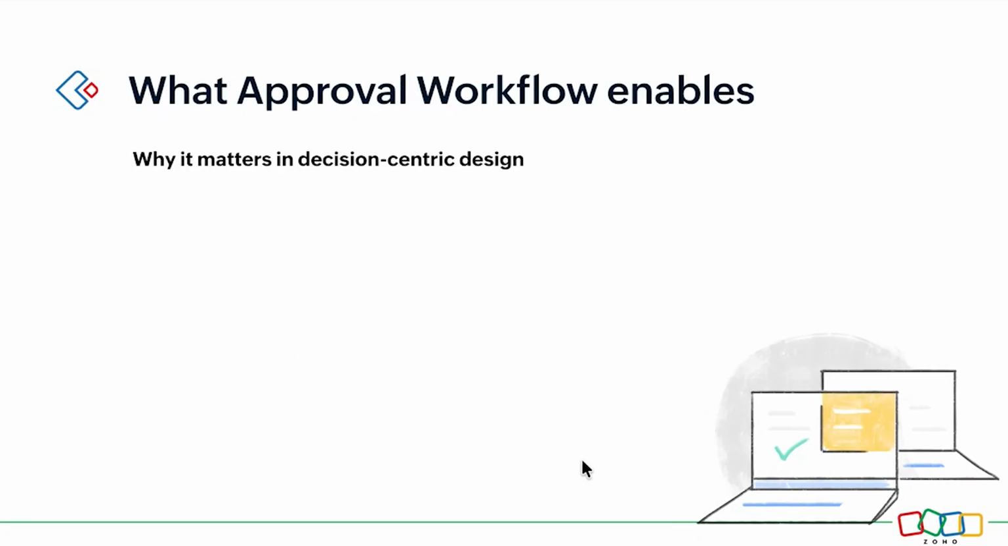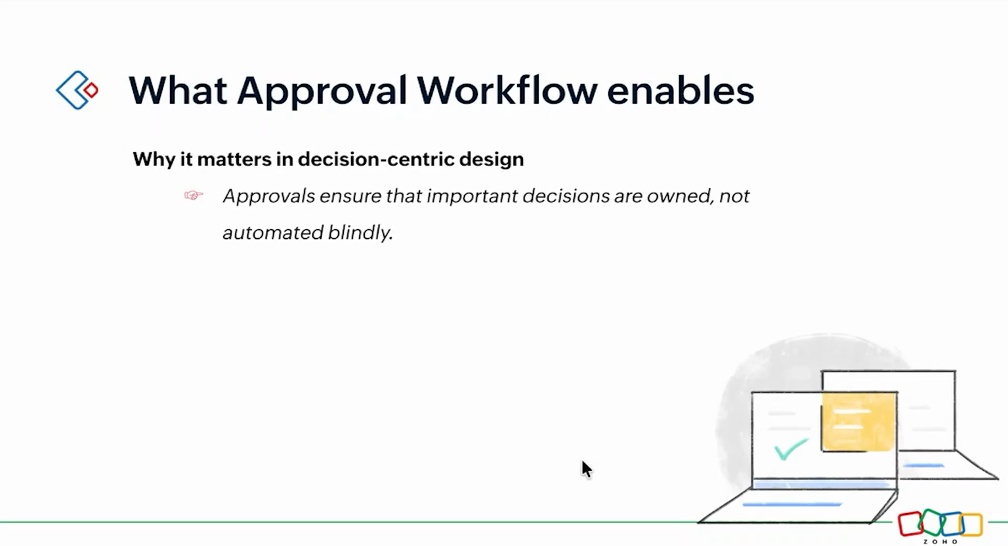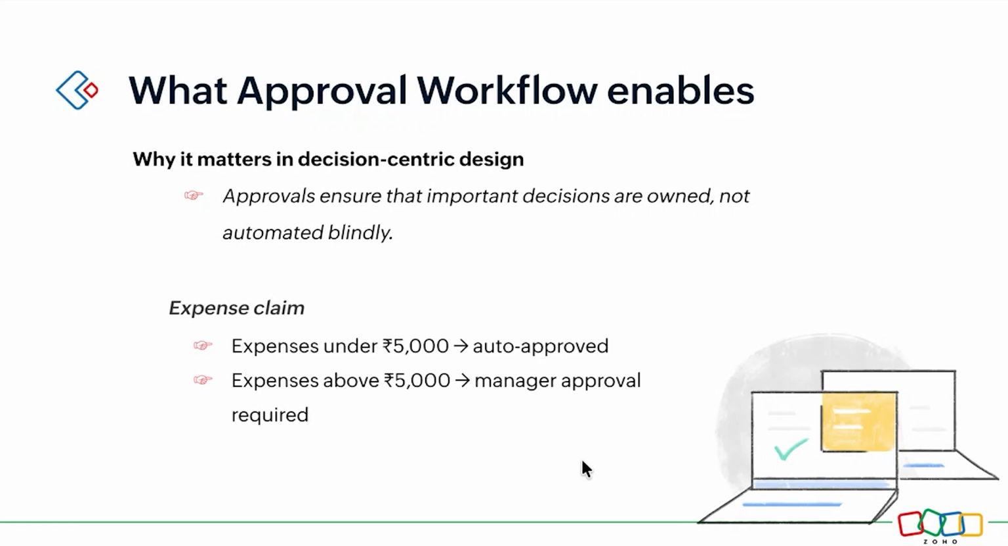So how do you think it helps or enhances this decision-centric design? Approvals ensure that important decisions are honed and not automated blindly. To justify this statement, let me take an example. Whenever an expense claim is raised, if the claim amount is under a certain amount, for example, let's say the expense is under 5,000, it's going to be a minimal amount, so we can auto approve it.